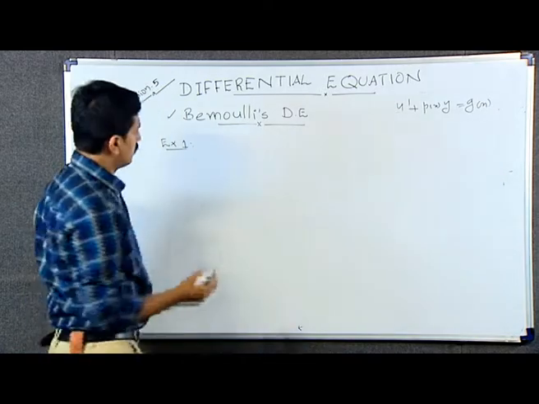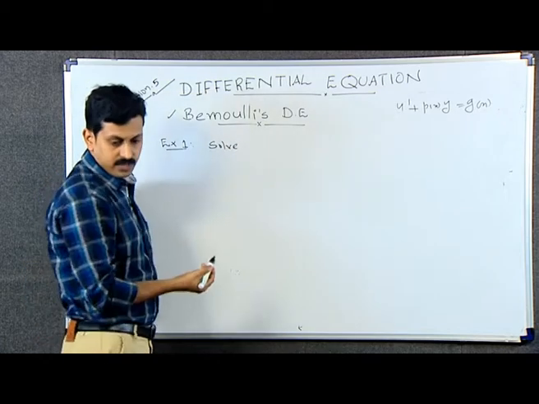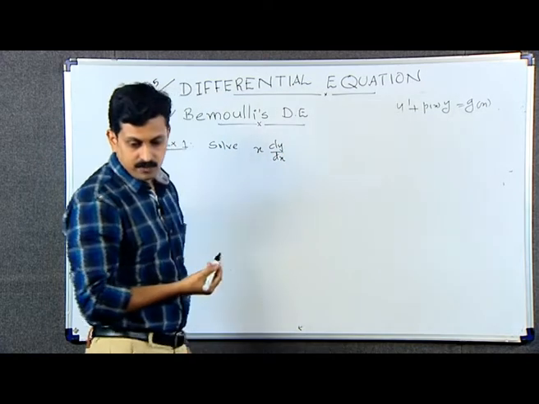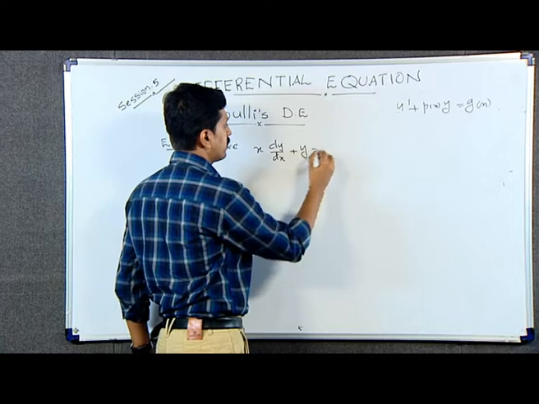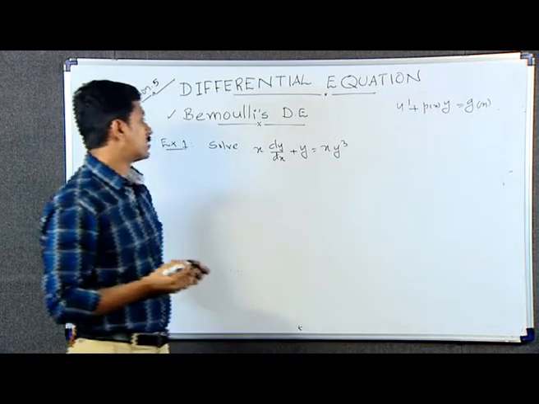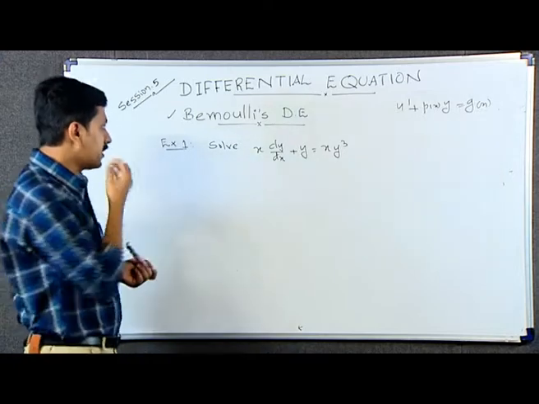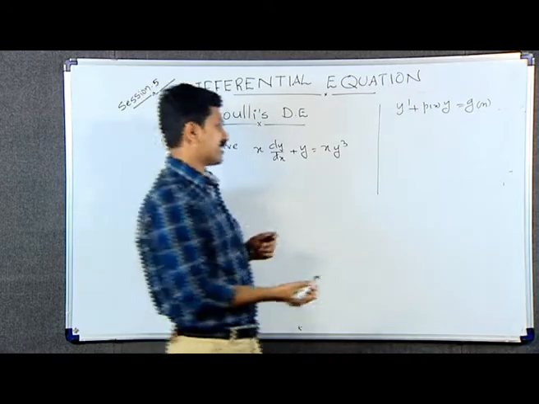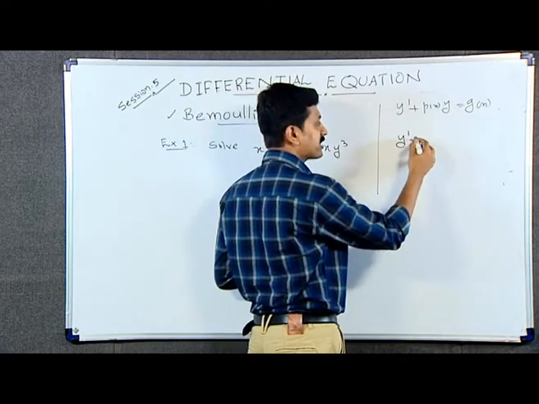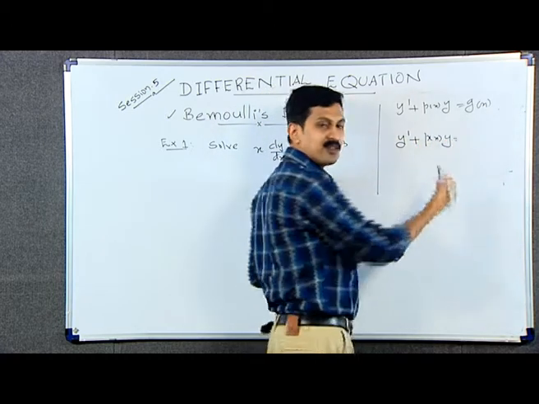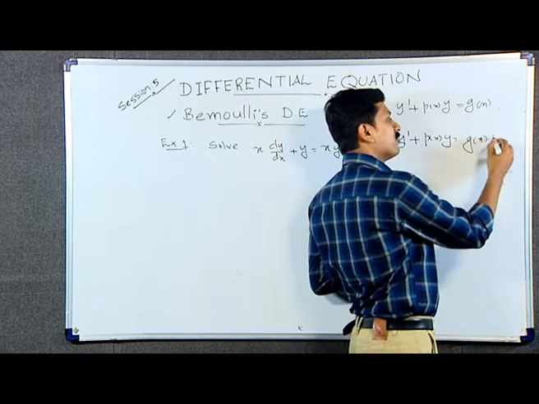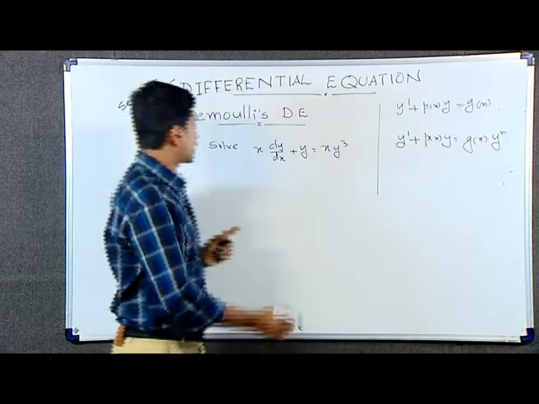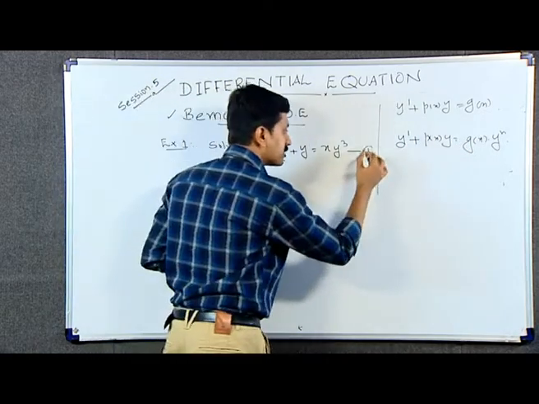Solve x dy by dx plus y is equal to x y cube. See, in our general form of Bernoulli's differential equation, the general form is y dash plus p of x into y is equal to g of x into y raised to n. So, this is not in this general form, the extra term is x. So, I am taking this as equation number 1.